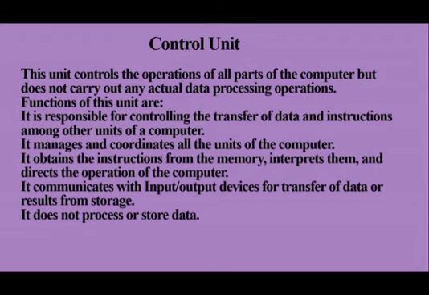Number two, control unit. This unit controls the operations of all parts of the computer but doesn't carry out any actual data processing operations. Functions of this unit are: it is responsible for controlling the transfer of data and instructions among other units of a computer. It manages and coordinates all the units of the computer. It obtains the instructions from the memory, interprets them and directs the operations of the computer. It communicates with input-output devices for transfer of data or result from storage. It doesn't process or store data.